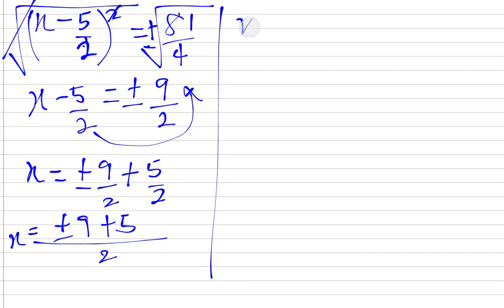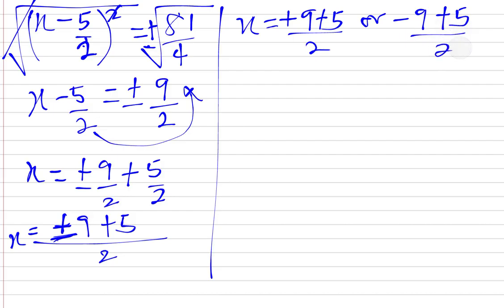At this stage you will now share this sign. I have plus or minus on this 9. So you now say plus 9 plus 5 all over 2, or the next sign, minus 9 plus 5 all over 2. Are you seeing that now? So that means our x will now be equal to plus 9 plus 5, that will give us 14 over 2, or minus 4 over 2.